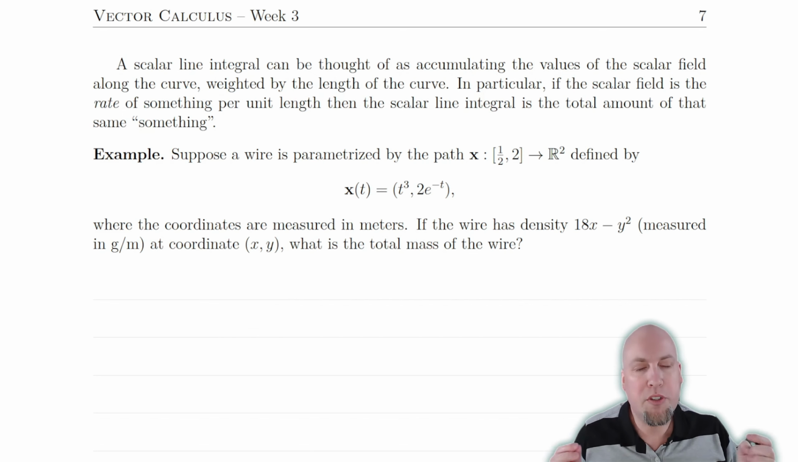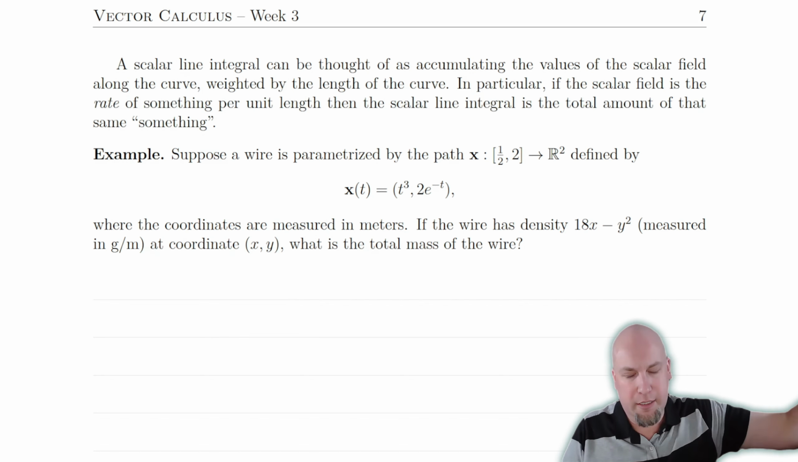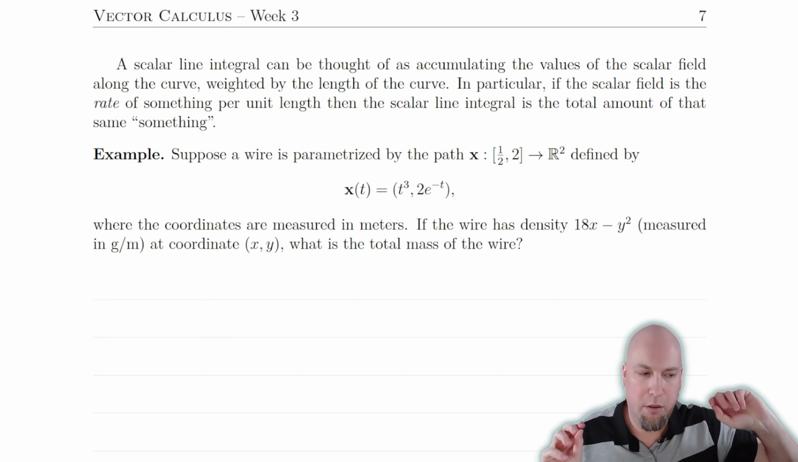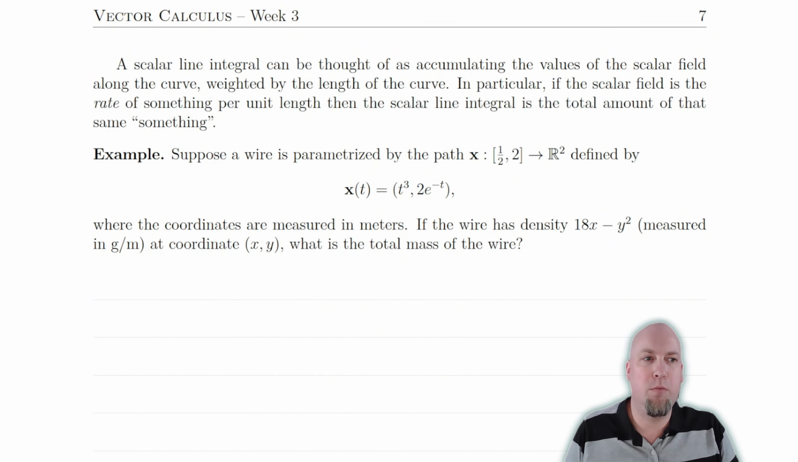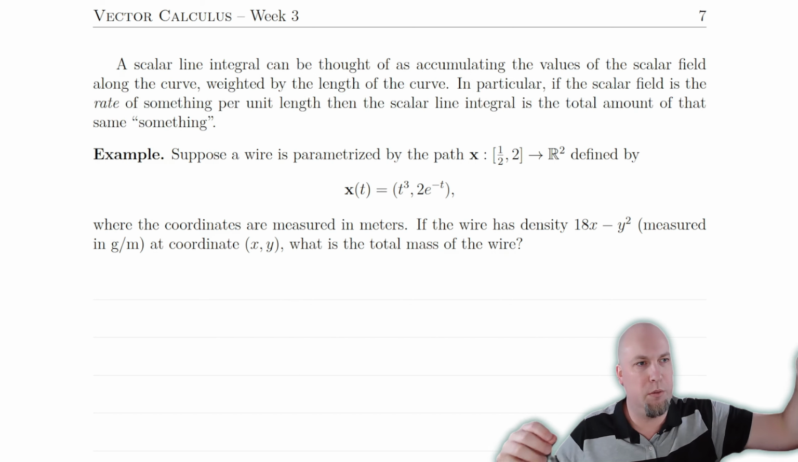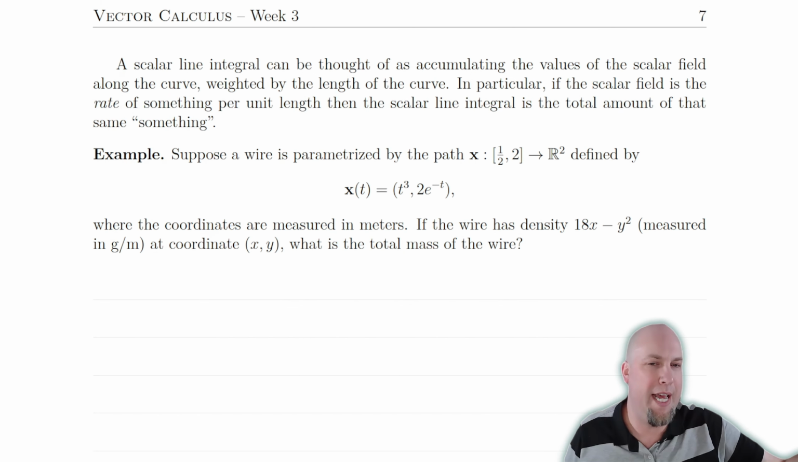One of the most common ways of thinking about it is, recall that a scalar line integral, the point of it is it's what you get when you accumulate a scalar field along a curve. Well, if that scalar field represents a rate of something, then accumulating it just gives you the non-rated version of that, if that makes any sense.